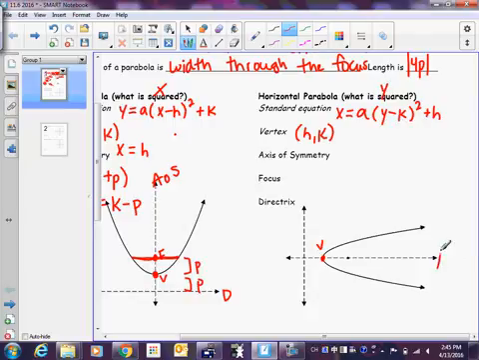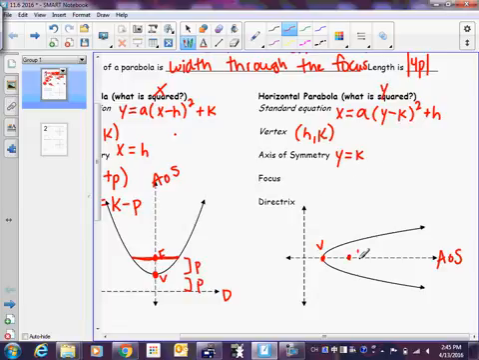Okay, the axis of symmetry is the thing that goes right through the middle of the parabola. It's the symmetry. It's like the mirror. What type of line is the axis of symmetry? Horizontal, so that's going to be y equals. And which letter? H or K? Which is the y value? K.